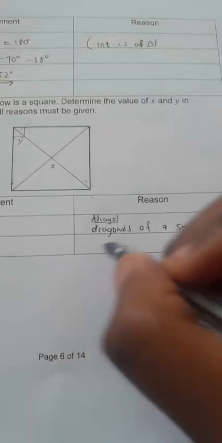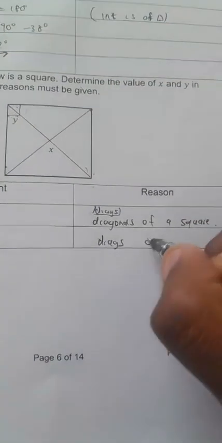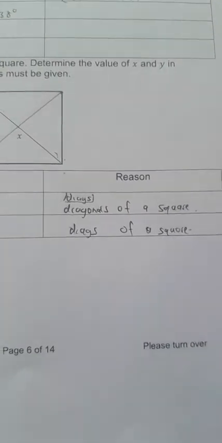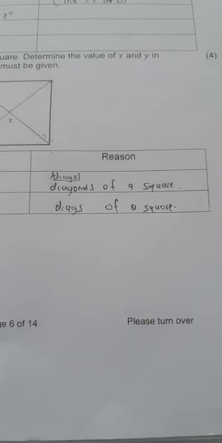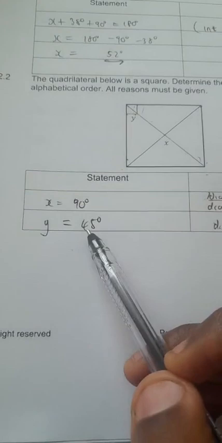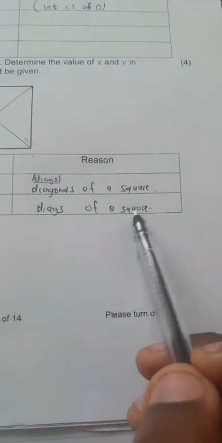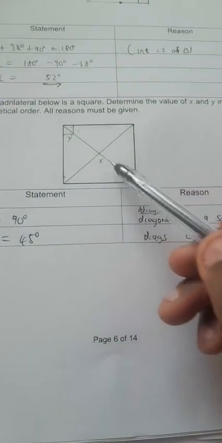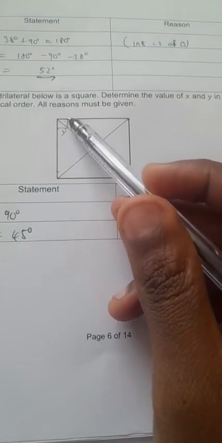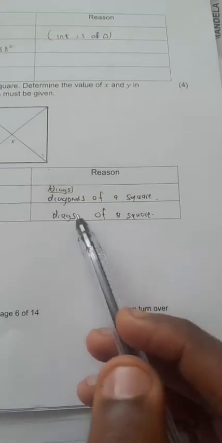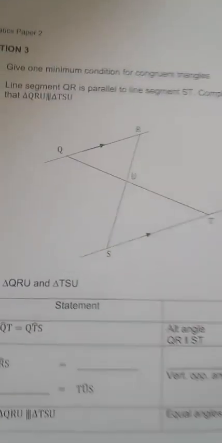So our reason here would be, you would be so right if you say diagonals of a square. That's the funny thing. If you write diagonals of a square, the person who's marking will understand what you mean. If you say y is equal to 45 degrees, they will know very well. If you say diagonals of a square, they know very well, oh, this person understands that this diagonal bisected the corner angle, which is 90 degrees. So by saying y is equal to 45 degrees and simply saying diagonals of a square, you are spot on. You have done a phenomenal job. Okay, let's move on. Next.